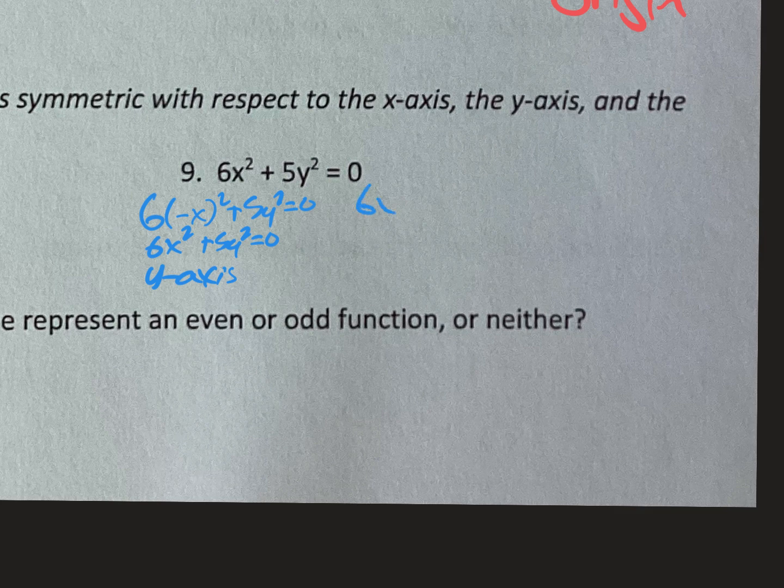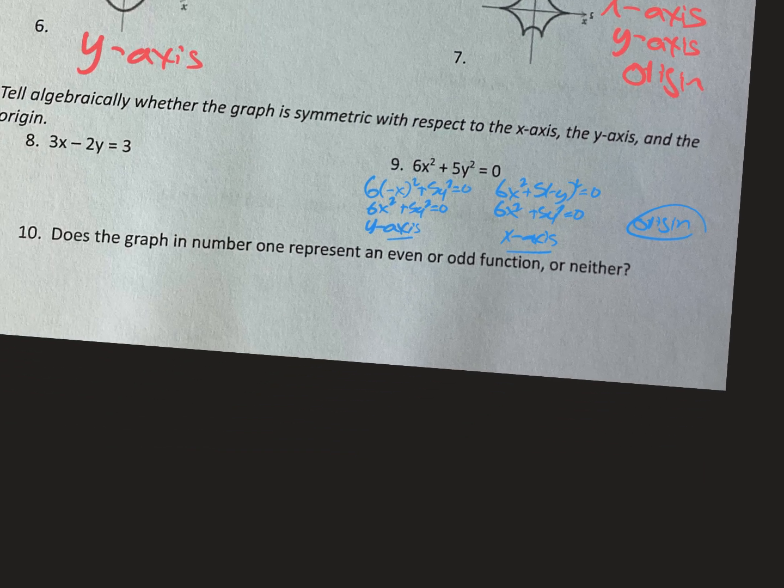To check for x-axis symmetry, plug in a negative y. See what happens here. If you square a negative, it becomes positive again, which again is the same thing. So it has x-axis symmetry. And remember, if it has y and x-axis symmetry, it automatically has origin symmetry. I'm not going to check that. You can just go ahead and put origin symmetry.